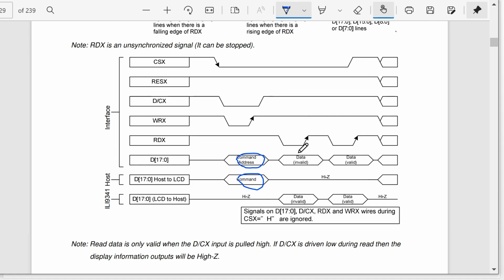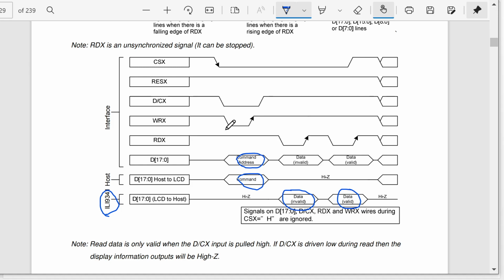You notice here, generate the clock on the read signal. The first data is invalid, the second data is valid. Okay, these two data is the LCD send to the host. LCD send to MCU or FPGA. So this data is MCU or FPGA send to LCD, and these two data is the LCD feedback data to the MCU or FPGA.